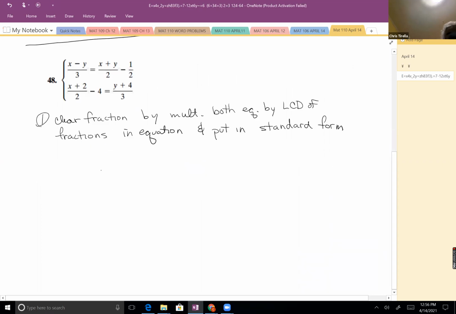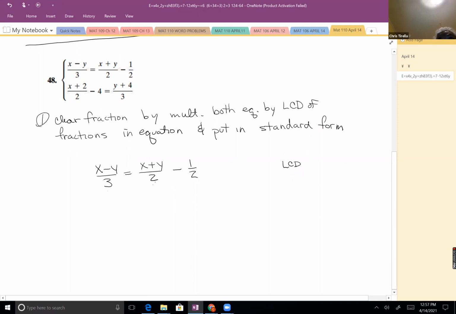So let's start with x minus y over 3 is equal to x plus y over 2 minus a half. And some of you folks, when we were solving the rational equations, you did all sorts of other manipulations. It's really a lot easier if you go through and find the least common denominator of all the fractions within the fraction.